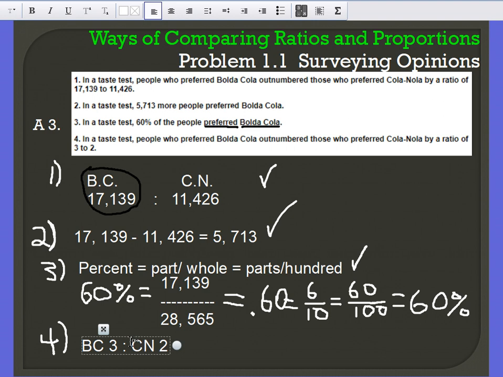Now, if we're going to compare this to any of our other statements, it's going to be very difficult to compare this to these two values, because I would have to figure out what to multiply 3 by to see if I get to 17,139, and what I multiply 2 by to get to 11,426, and that seems a little arduous. Knowing the difference between the two isn't going to help me compare it to this statement. That's not helpful. However, if I can convert this to some sort of percent, I'm going to be in good shape.